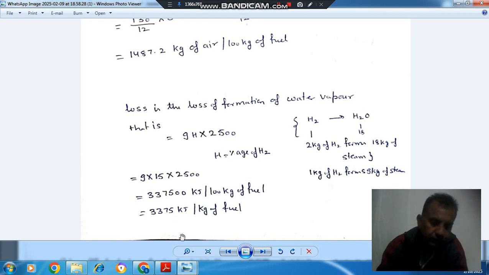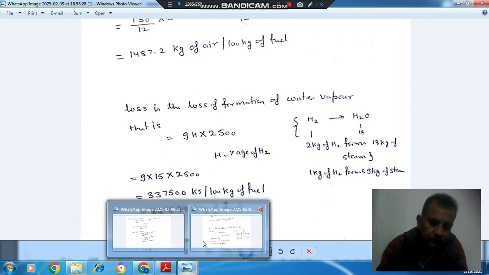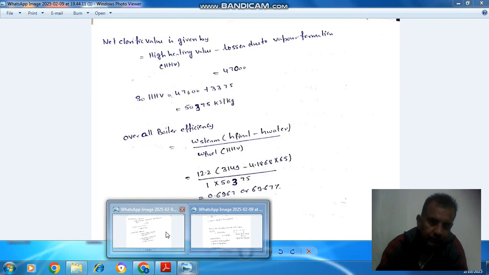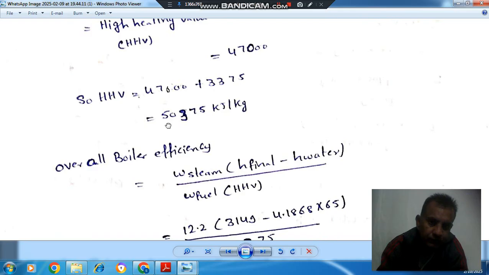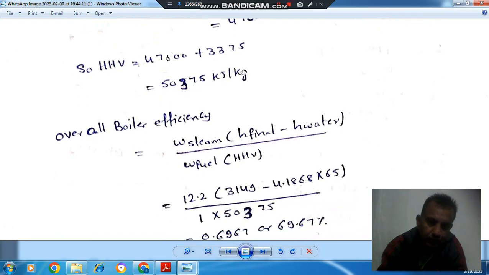And net calorific value is given, so that means high heating value minus losses due to vapor formation. Net calorific value is given as 47,000, and that means high heating value minus that loss that we have calculated. So it means high heating value is 47,000 plus 3375, so that comes as 50375 kilojoule per kilogram.